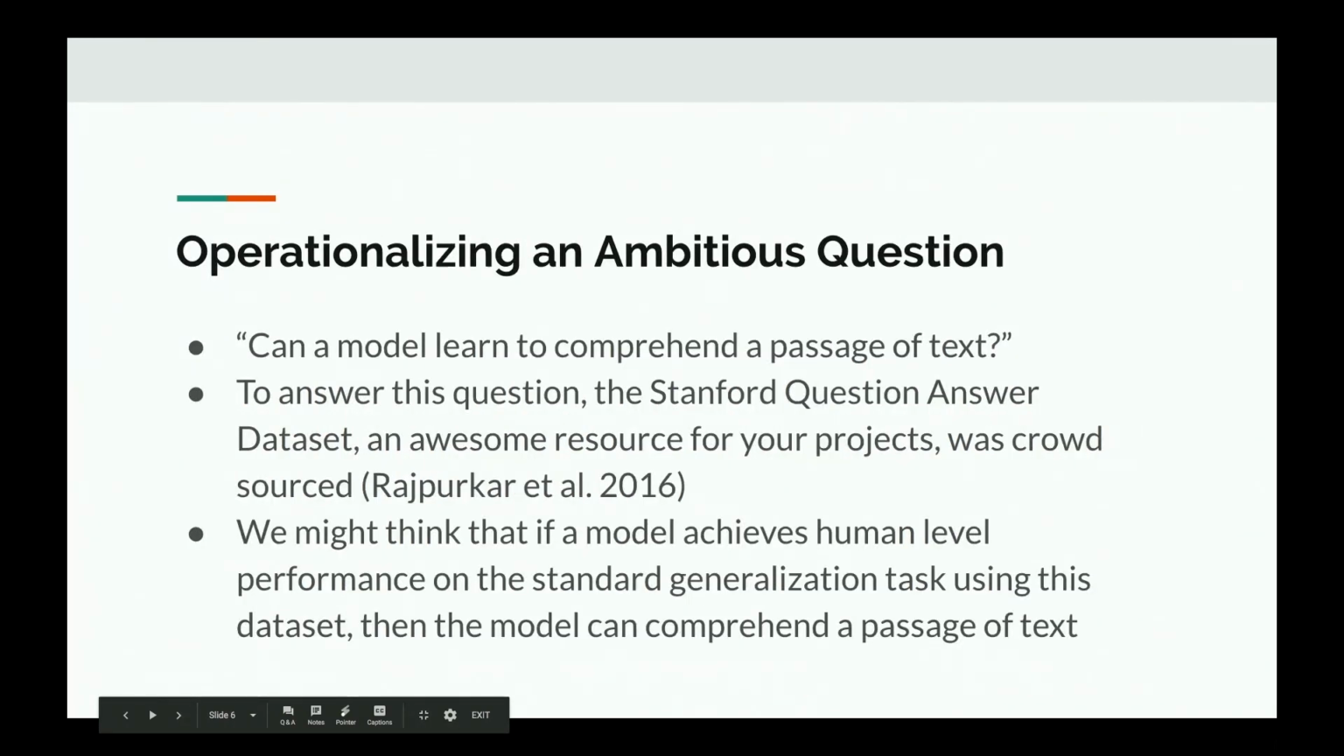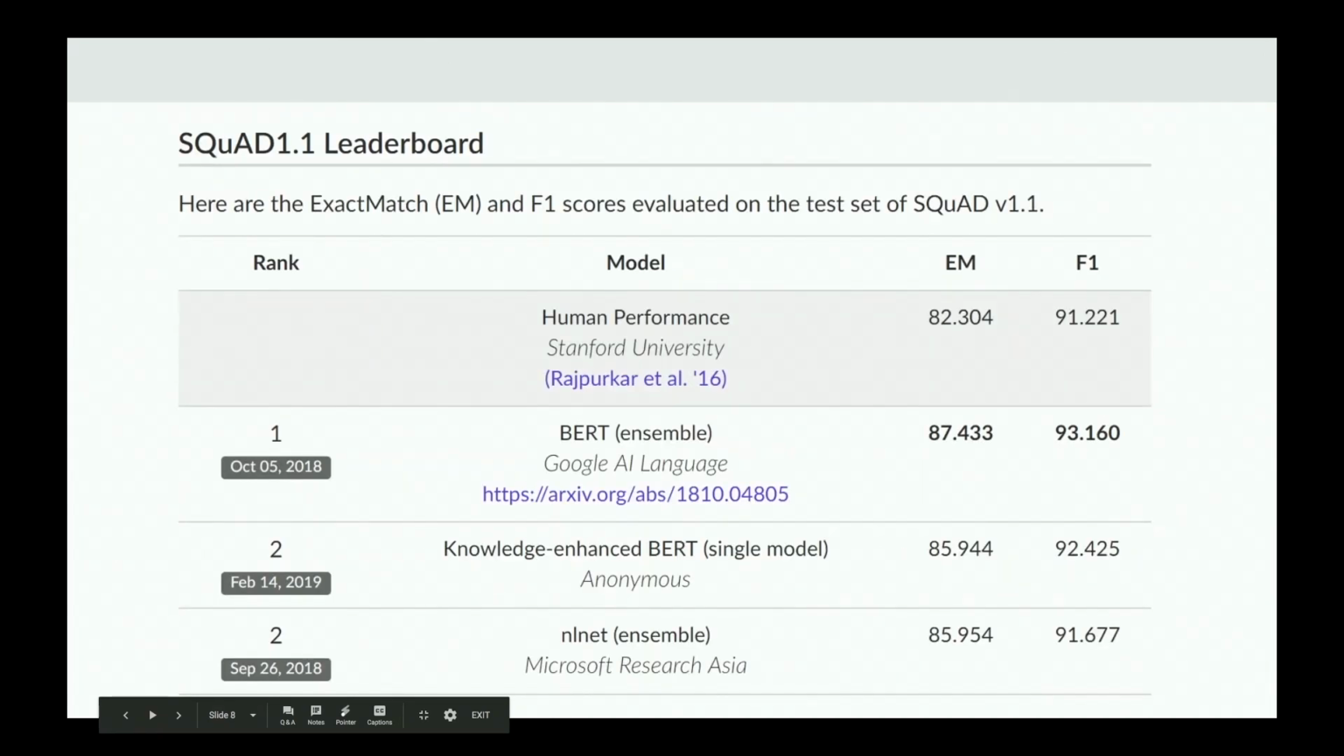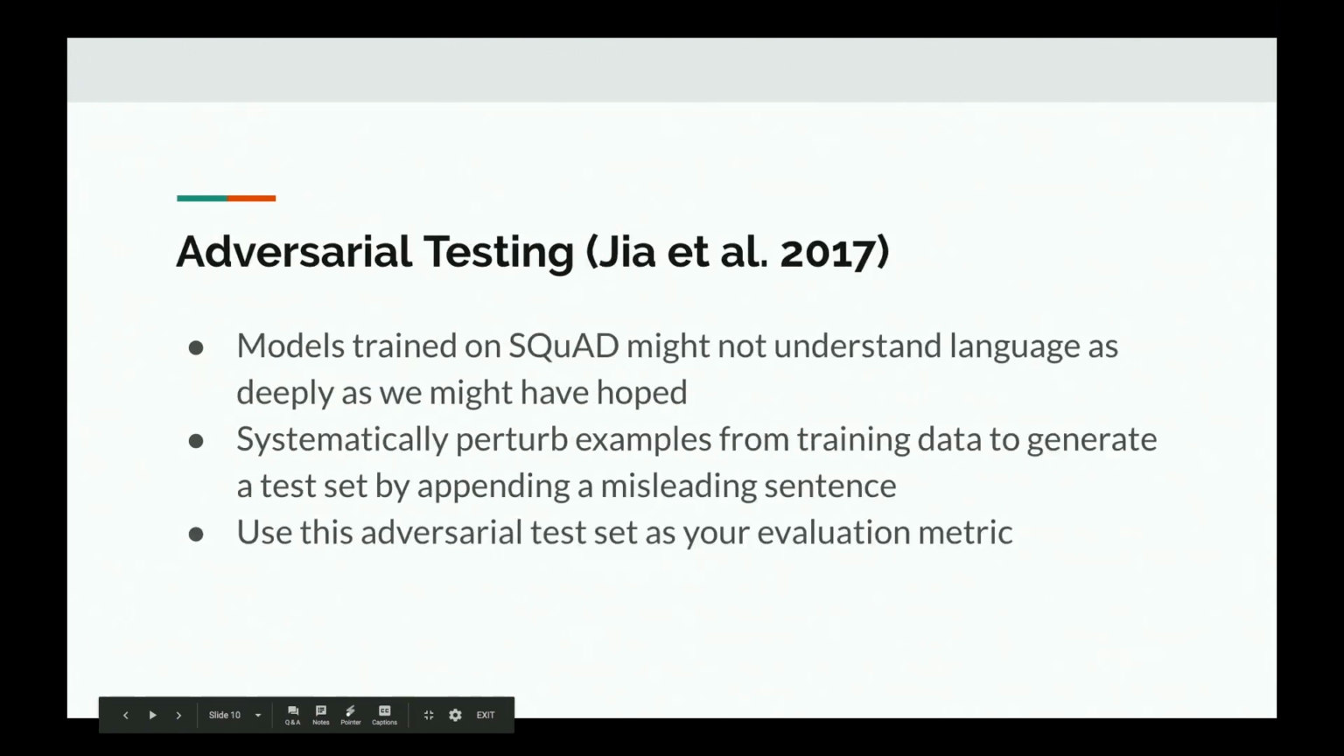So you might think, to answer our research question, can a model learn to comprehend a passage of text, that if a model achieves human-level performance on this data set, then it is able to comprehend passages of text. If you do think that, then you're in luck. Plenty of models have beaten humans at this task, so, you know, we're done. Question answering solved, everything's great, and no more work to do. But unfortunately, it's not actually quite that simple.